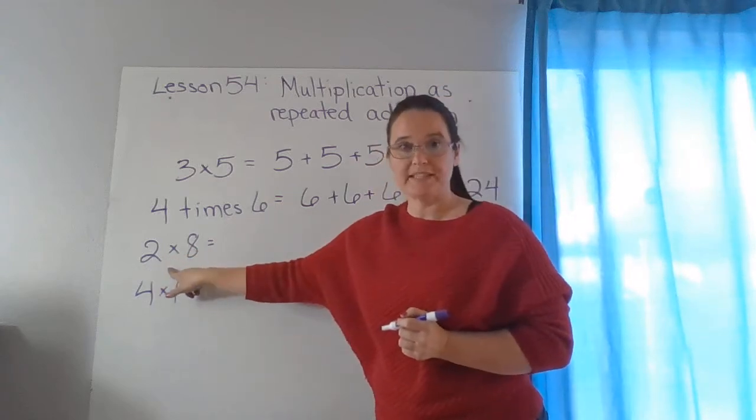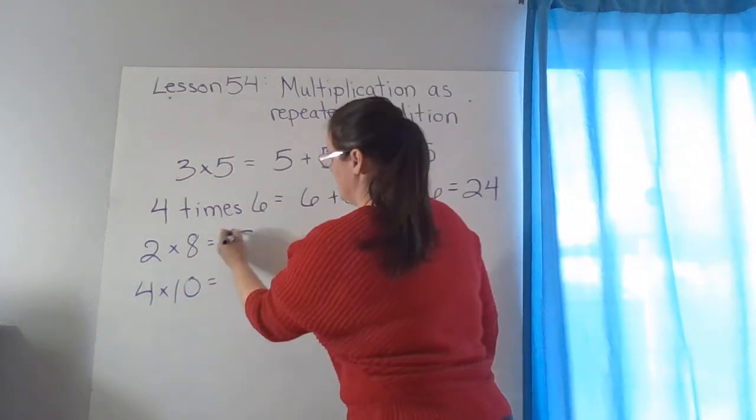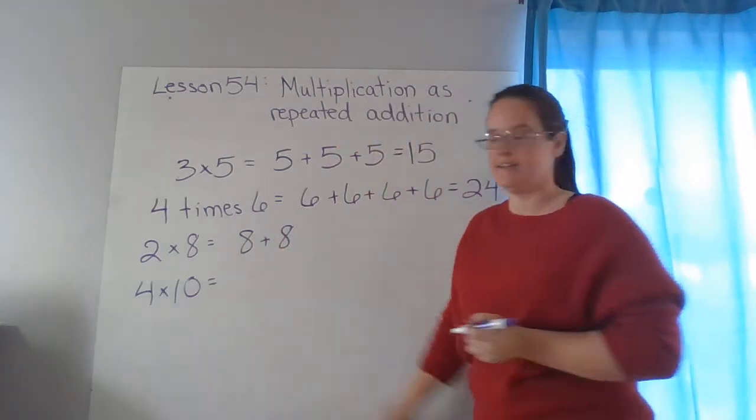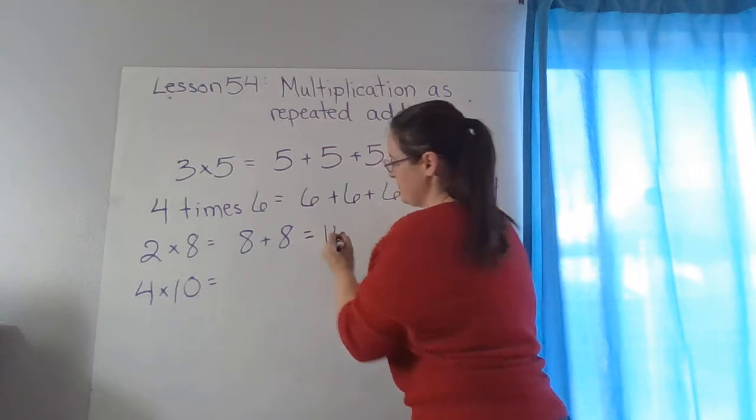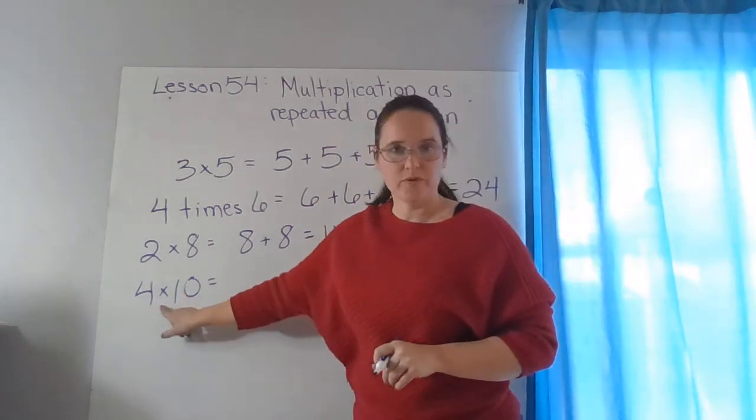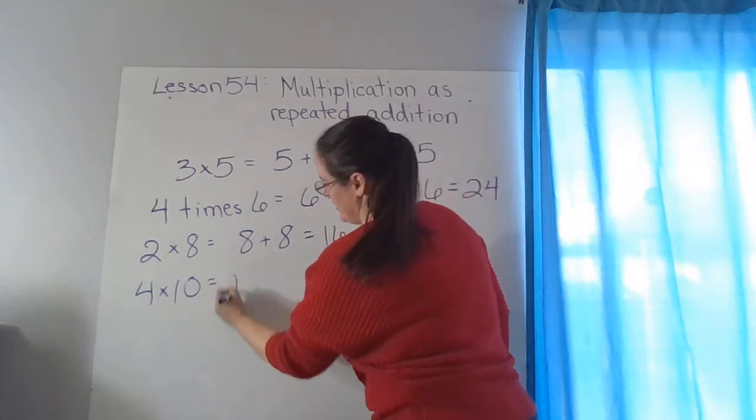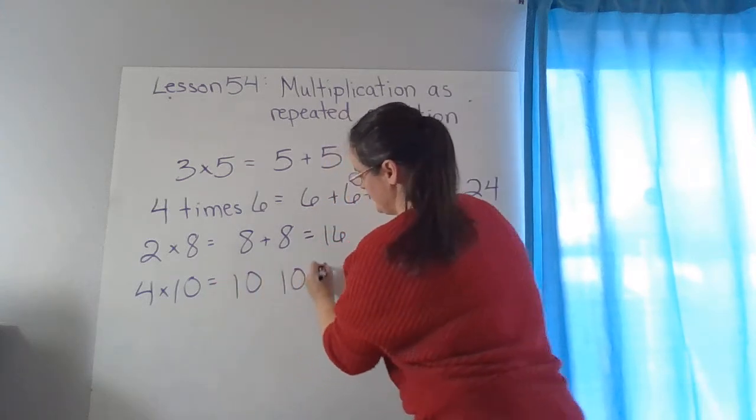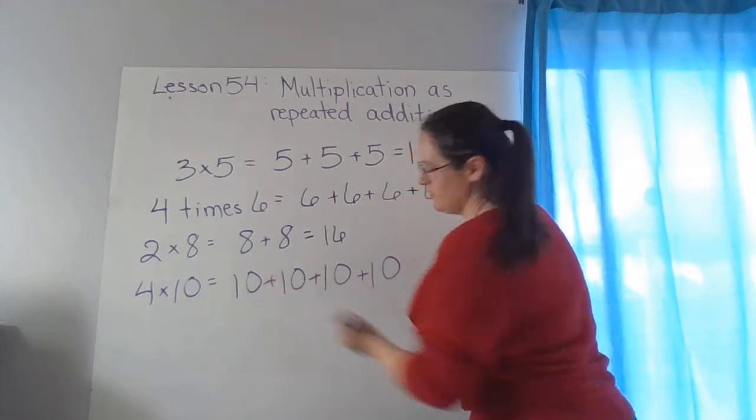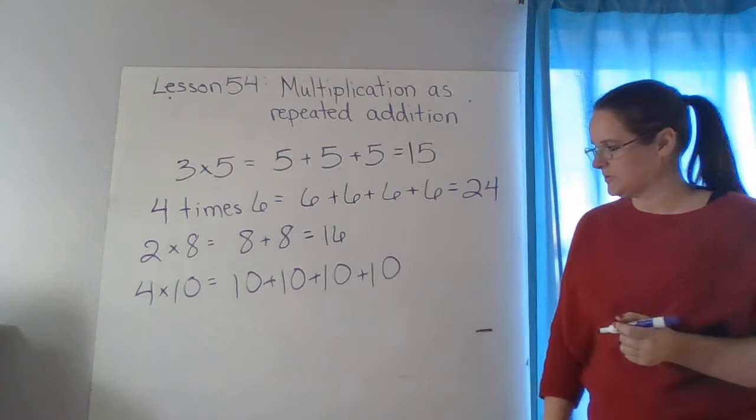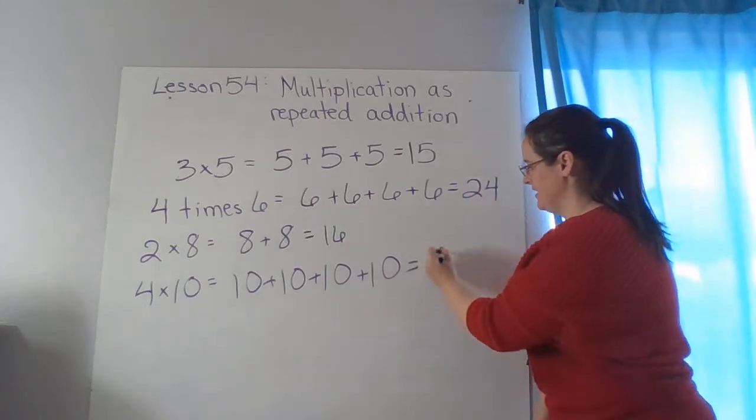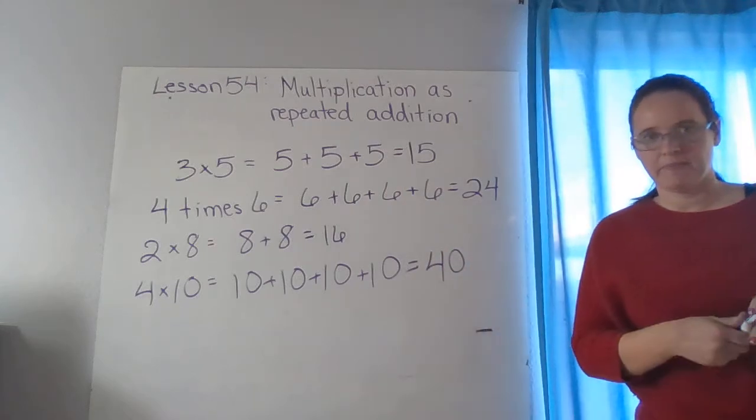2 groups of 8. That'll just be 8 plus 8. We know that one. That's a doubles fact. 16. 4 groups of 10. 1 group of 10, 2 groups of 10, 3 groups of 10, 4 groups of 10 with my addition symbols. And we've got 10, 20, 30, 40 as our answer.